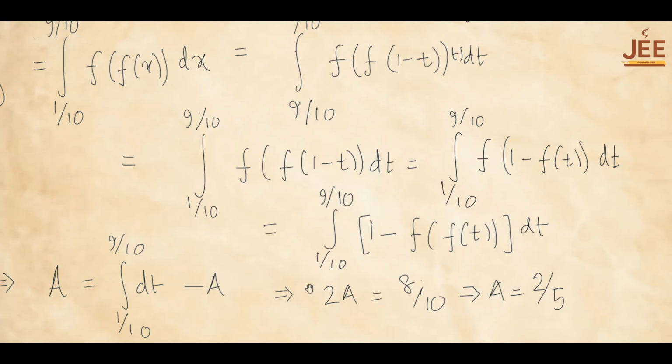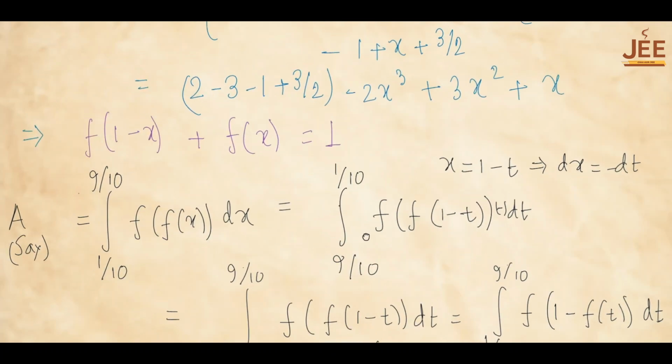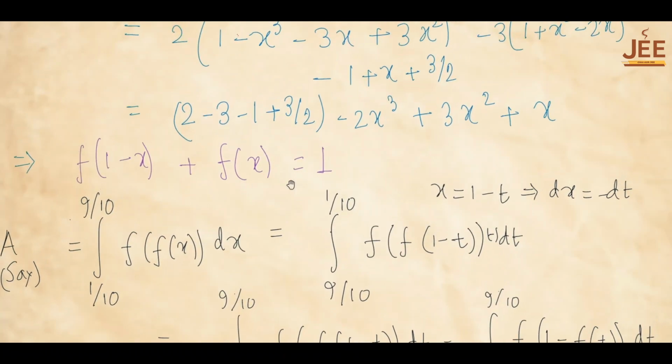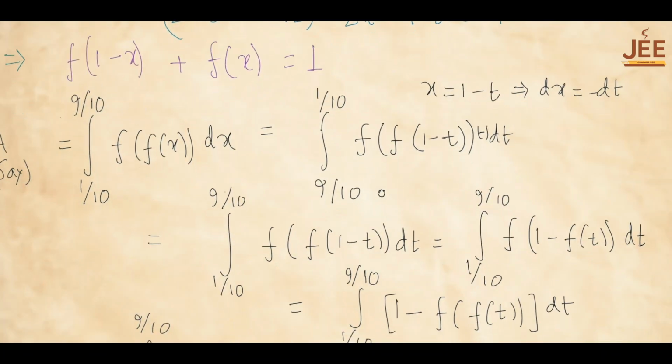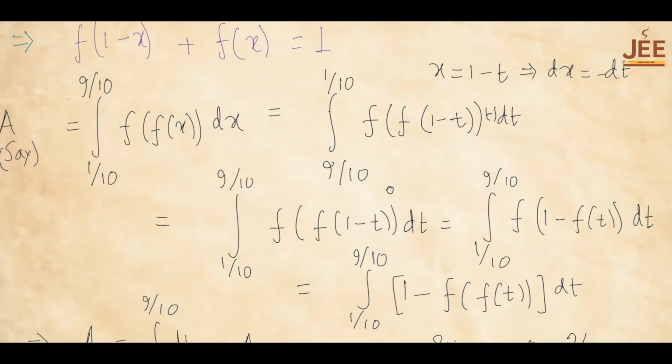So in this method, we can avoid the complexity of the problem. So A turns out to be 2 over 5. I hope you understand this observation itself, because once you get this observation, the next step is something we are trained to do. Thank you.